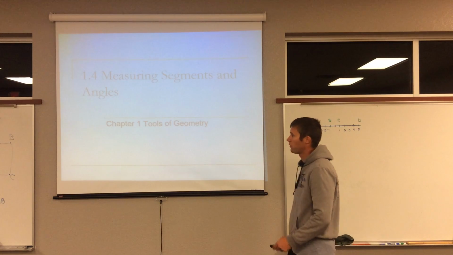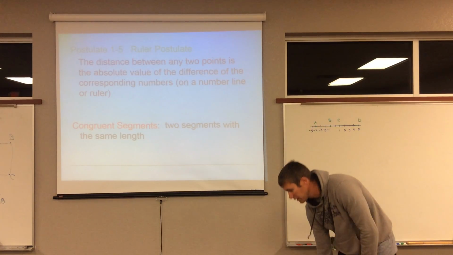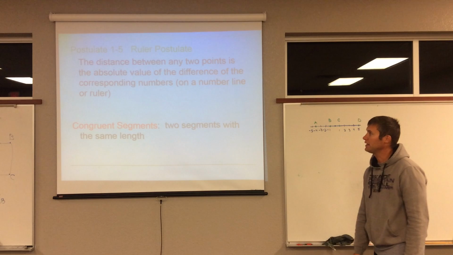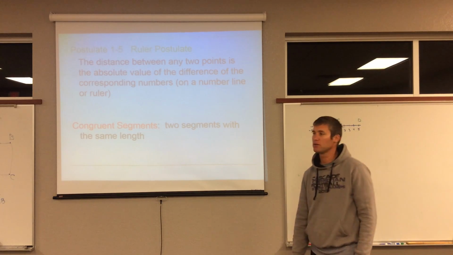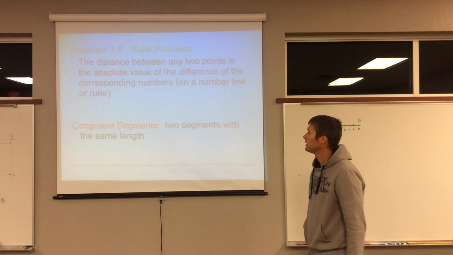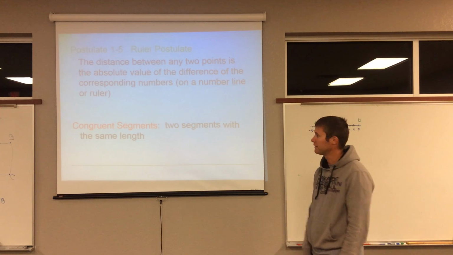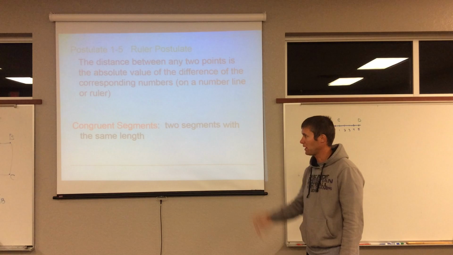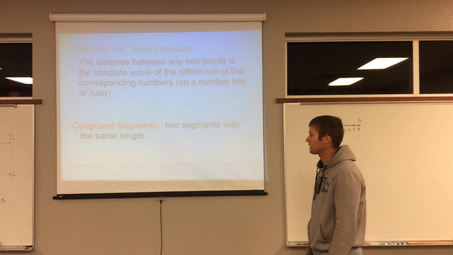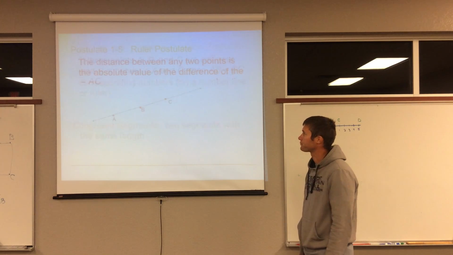This is 1.4. So, first of all, the distance between any 2 points is the absolute value. Absolute value is the positive value of the difference of the corresponding numbers. Difference means subtracting. Just a reminder, congruent segments are 2 segments with the same length.